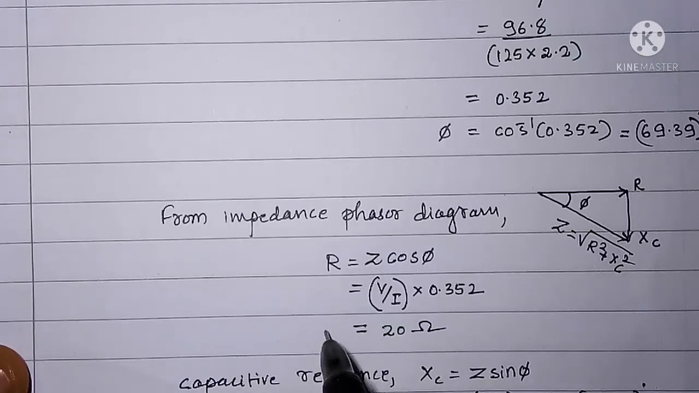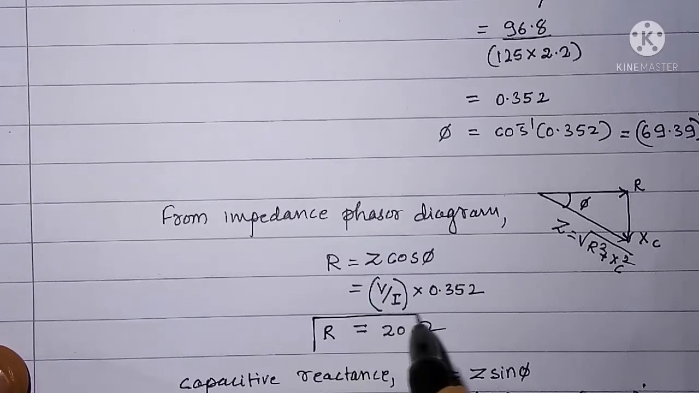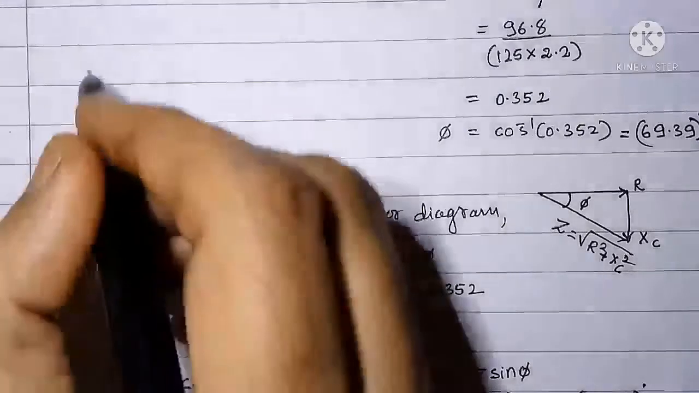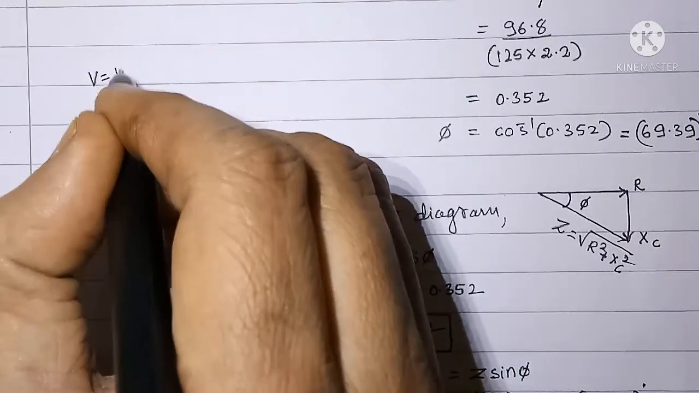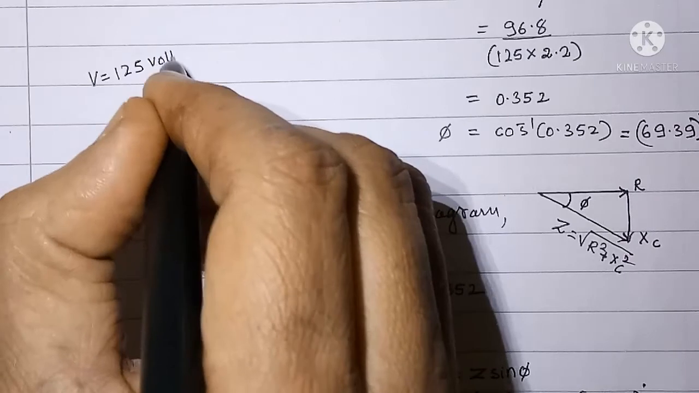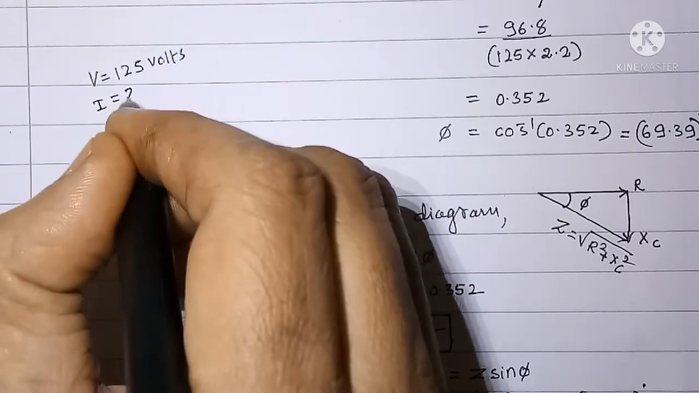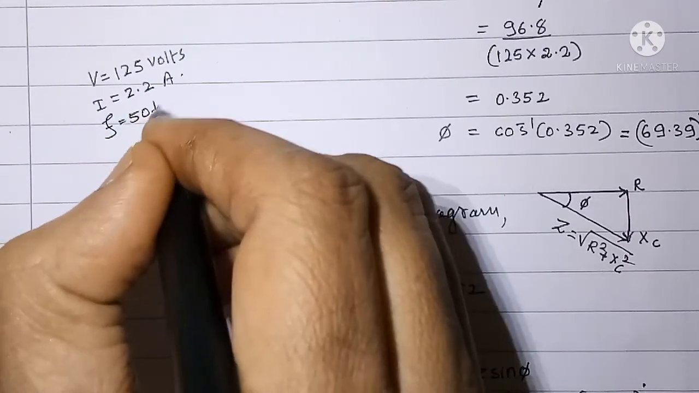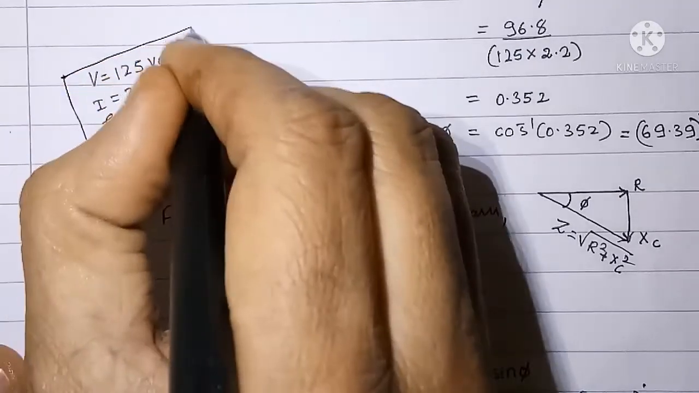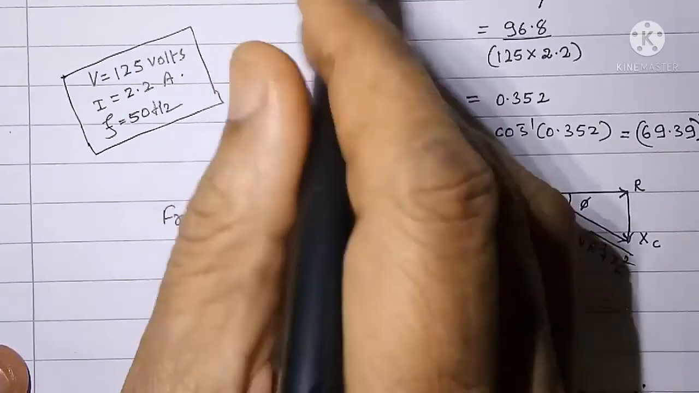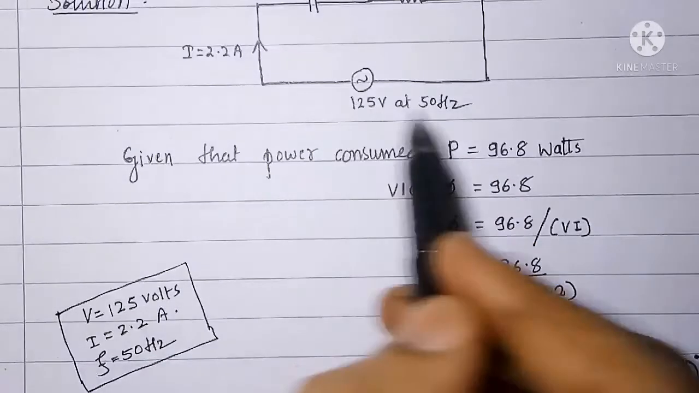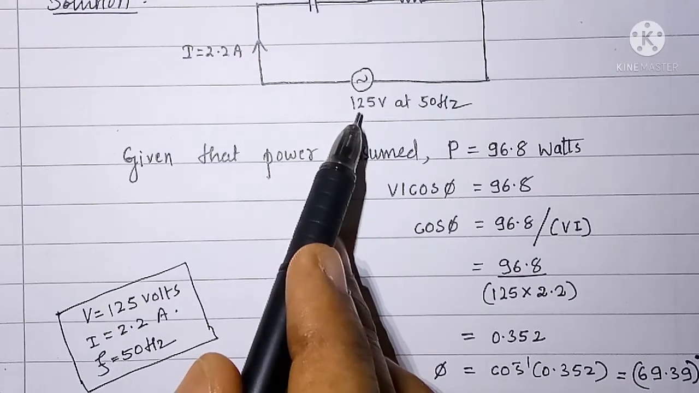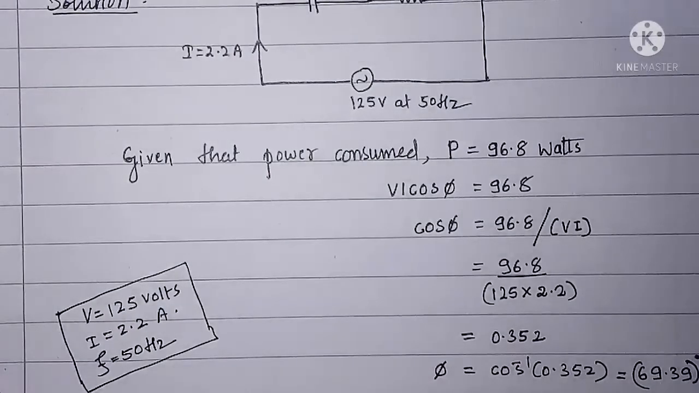It is better if you enclose your answers in boxes. And remember, we have taken V equal to 125 volts, I equal to 2.2 amperes, and frequency equal to 50 hertz in this calculation, because they are given to us. Current is 2.2, RMS voltage is 125 volt, and frequency is 50 hertz.